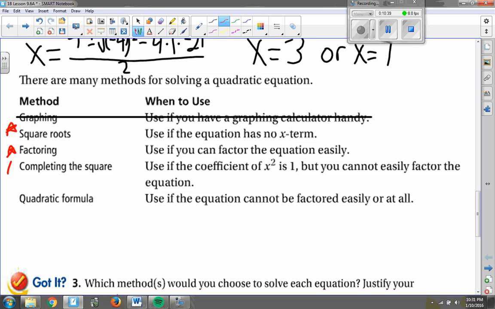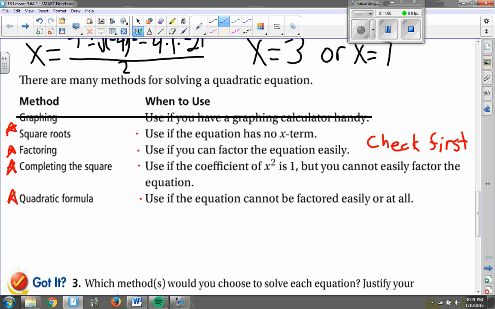Okay? So here's your four options. Here, here, here, and here. And here's when to use them. We want to use square roots if the equation has no x term. We'll see an example of that in a second. We want to use factoring if you can easily factor the equation. So that's always our first check. This one we want to check first. Can I factor this?